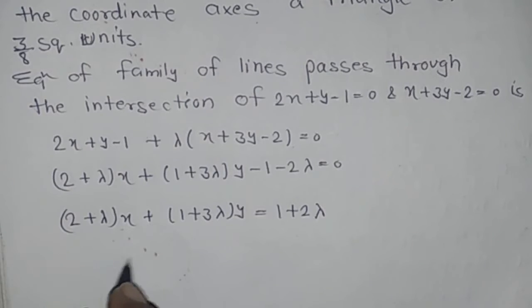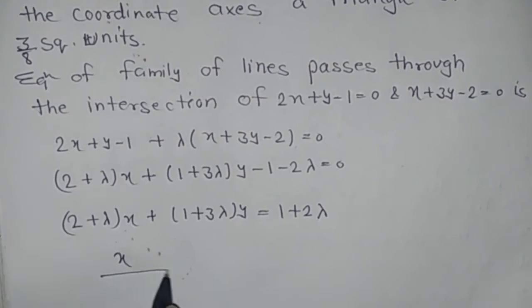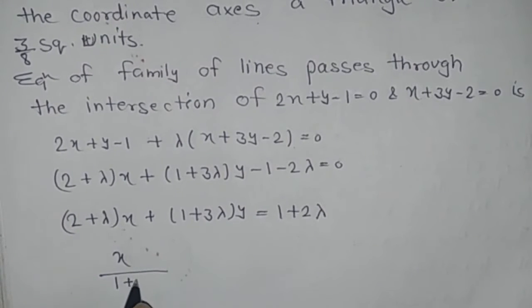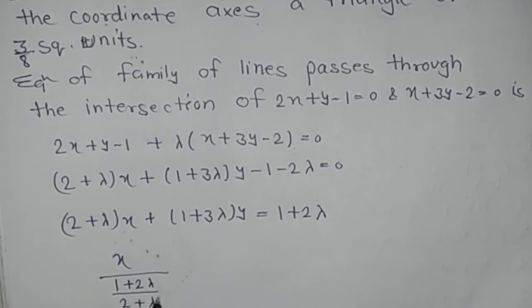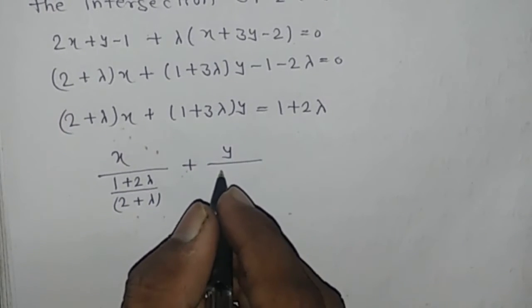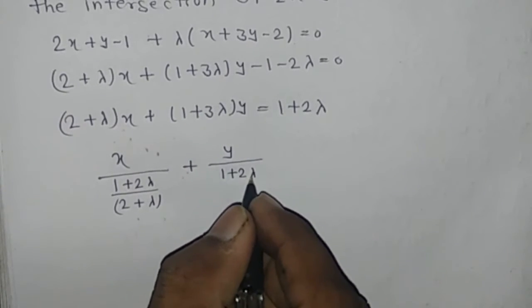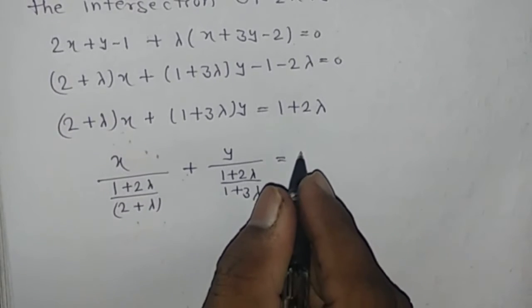Now change it into intercept form. We have x upon (1 plus 2 lambda) by (2 plus lambda), plus y upon (1 plus 2 lambda) by (1 plus 3 lambda), equal 1.